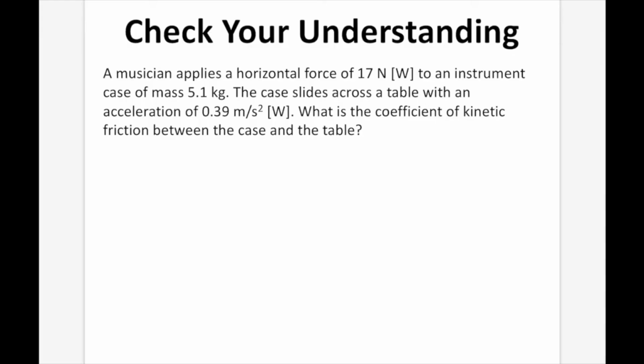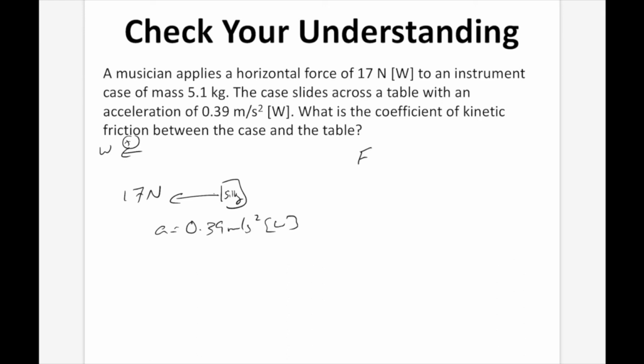So we're going to draw our free body diagram. A musician is going to apply it to the west. We're going to say that that way is west, and that is positive. And we know it's going to have a force of 17 newtons that way. The case is 5.1 kilograms, and it's going to slide across the table with an acceleration of 0.39 meters per second squared that way, west. What is the coefficient of kinetic friction between the case and the table?